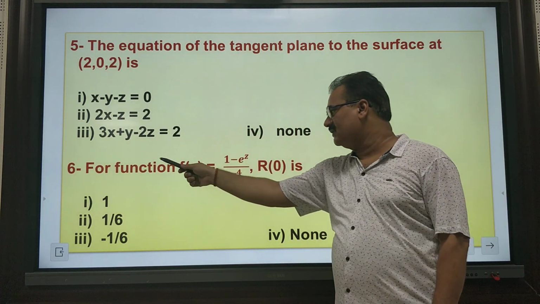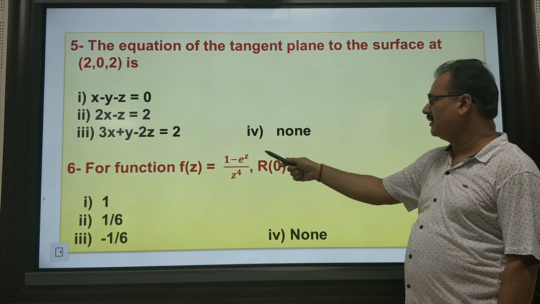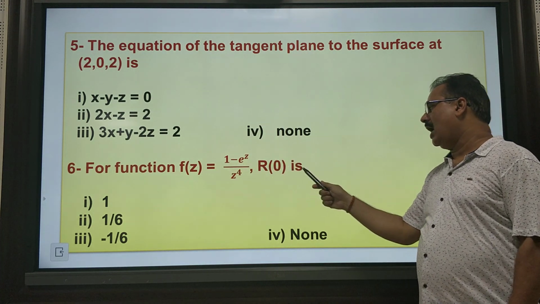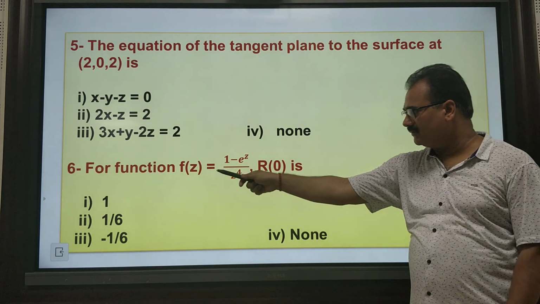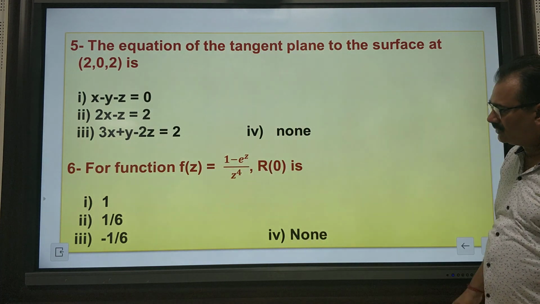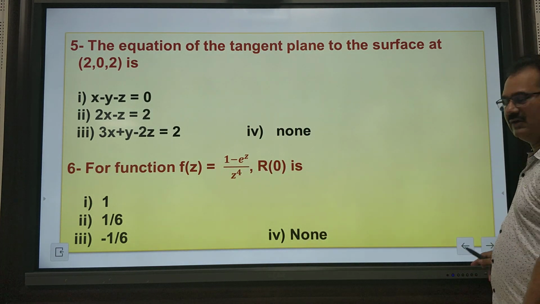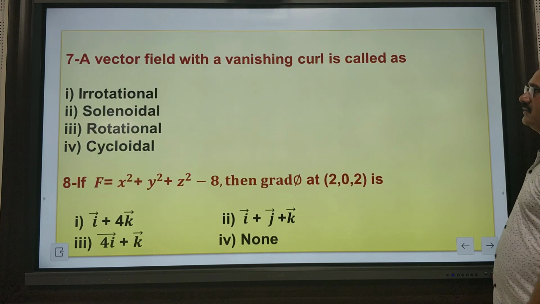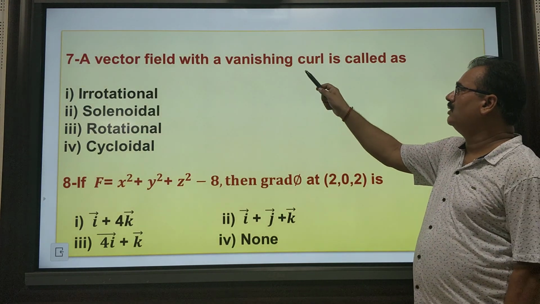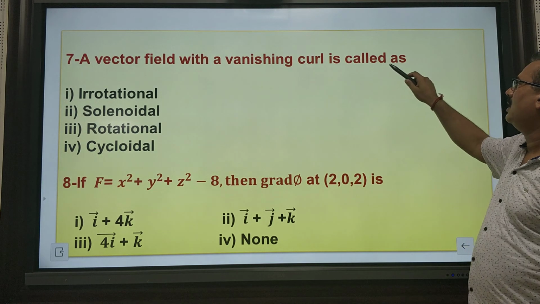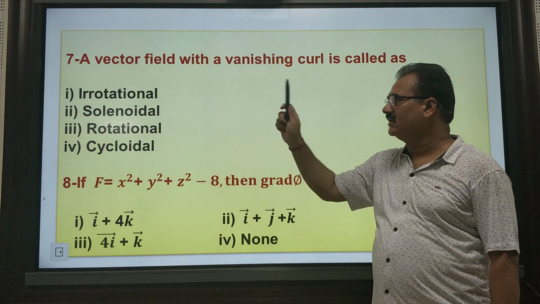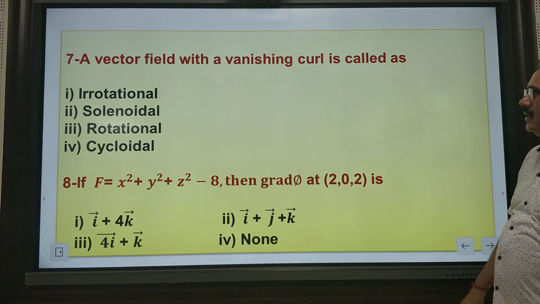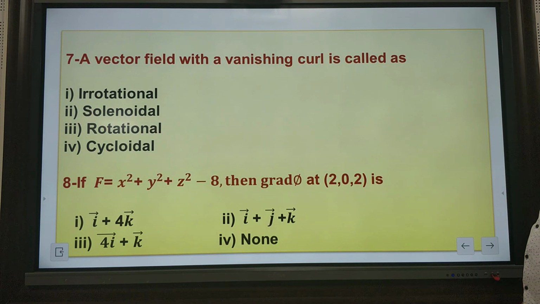The sixth question is for the function f(z) = (1 - e^z)/z^4, the residue at 0 is. The first option is 1, second is 1/6, third is -1/6, and fourth is none. Now the seventh problem: a vector field with a vanishing curl is called. First option is irrotational, second is solenoidal, third is rotational, and fourth is cycloidal.